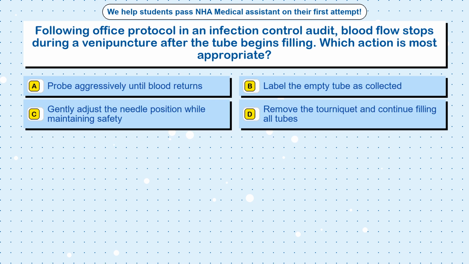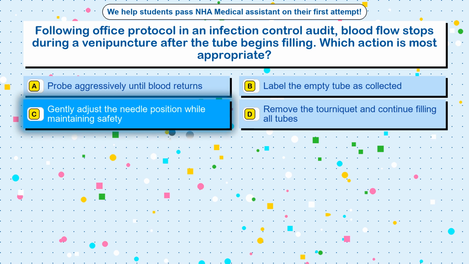Question 53. Following office protocol in an infection control audit, blood flow stops during a venipuncture after the tube begins filling. Which action is most appropriate? Option A, probe aggressively until blood returns. Option B, label the empty tube as collected. Option C, gently adjust the needle position while maintaining safety. Option D, remove the tourniquet and continue filling all tubes.